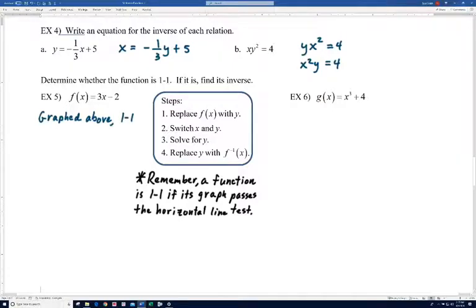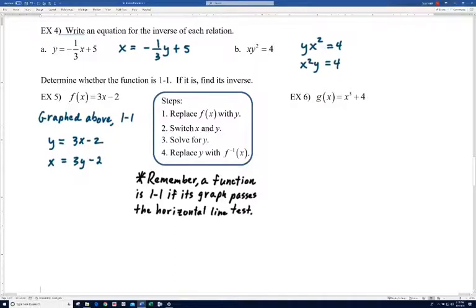All right, so now we're going to go ahead and find a formula. We didn't actually have a formula for the inverse up above, but now we're going to have one. So now we'll go ahead and replace f of x with y. So we get y equals 3x minus 2. And then it says in step 2, switch x and y. So that's one of our key steps. That's that basic idea of flipping our points. Here we're switching our x's and y's.